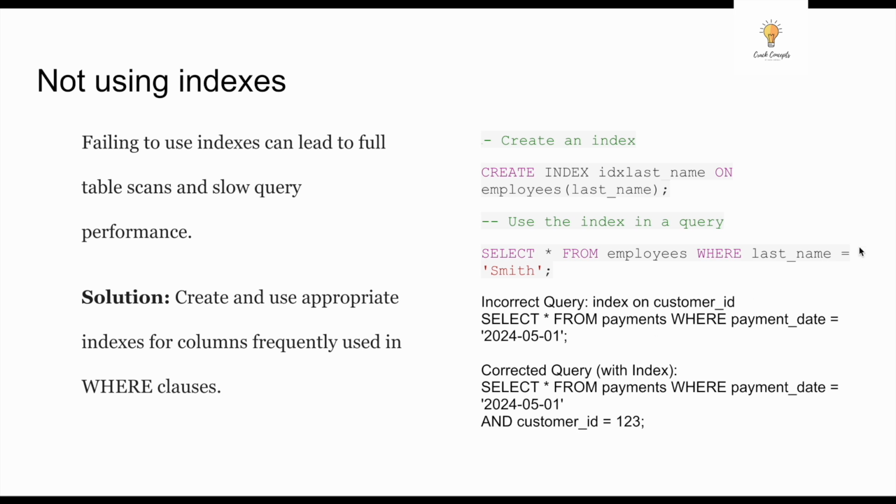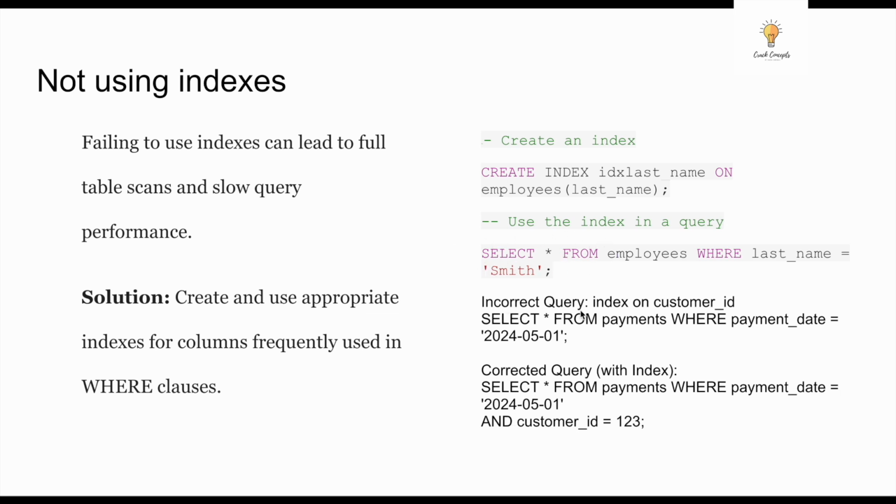How do you create an index? You simply write create index and then you give a name to it. Over here I've given the name idx_last_name, on which table, employees, and what's the column from the table employees, last name. So an index will be created on last name. And how do you use the index? Simply use that particular column, last name, in the where clause. This will result in better performance.